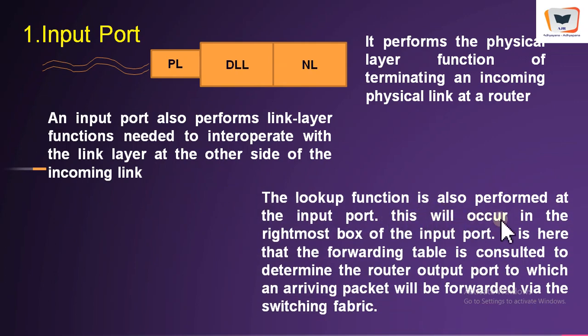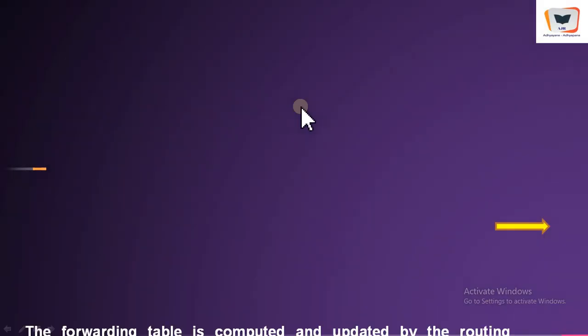The lookup function is also performed at the input port. This will be done over here. Lookup function means looking at the forwarding table in order to map the incoming datagram to the appropriate output port. This will occur in the rightmost box, this portion of the functional unit of the input port. It is here that the forwarding table is consulted to determine the router output port to which an arriving packet will be forwarded via the switching fabric.